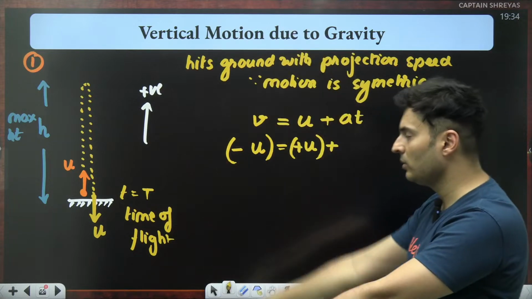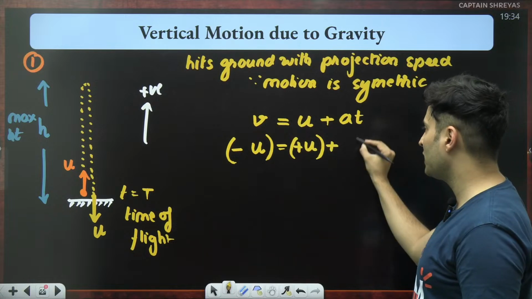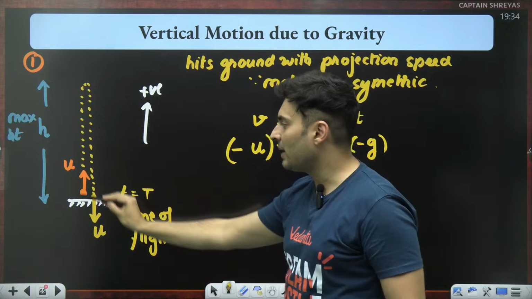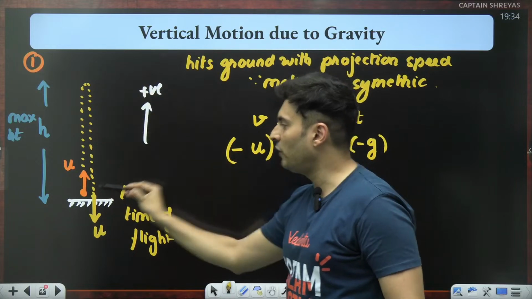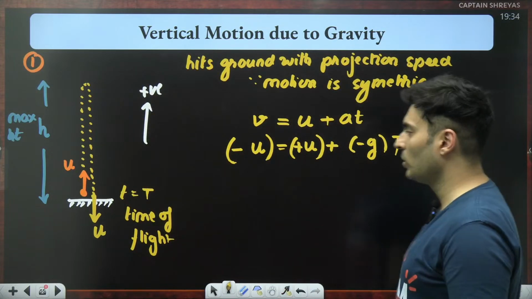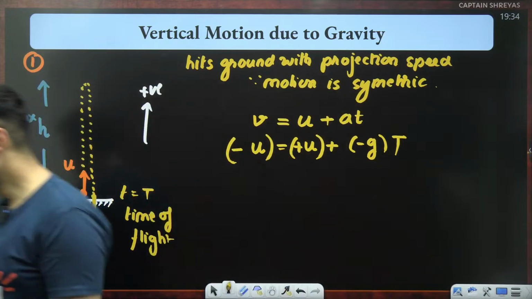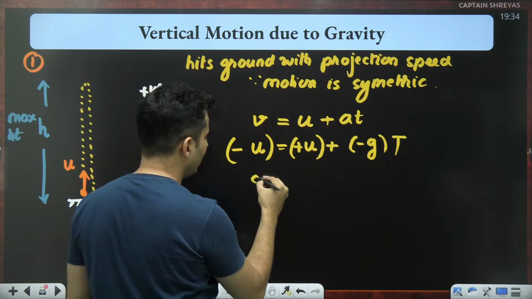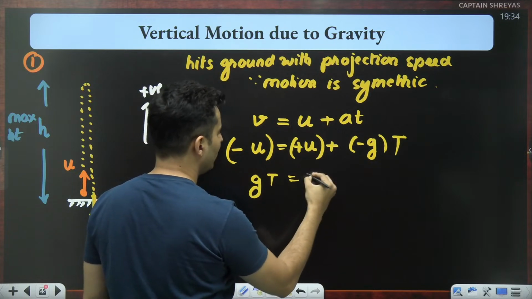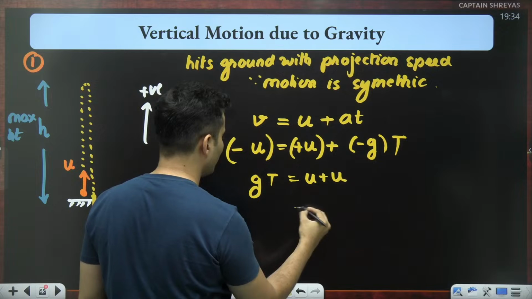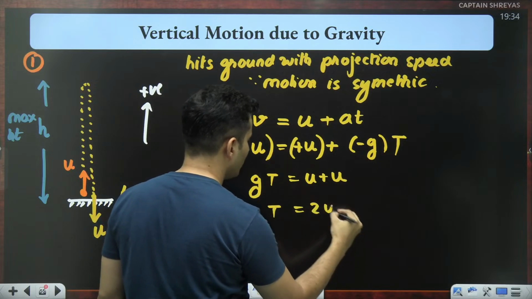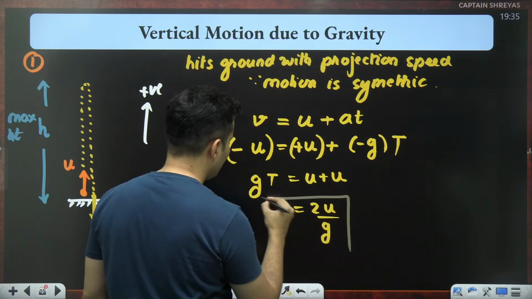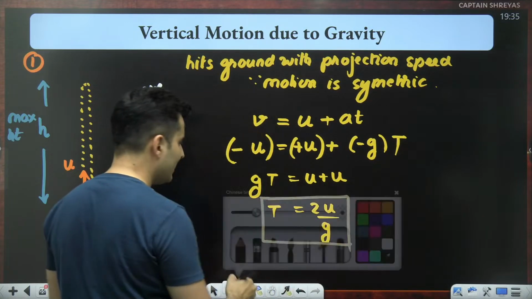Acceleration due to gravity is down, opposite to the assumed direction. So it is minus g. And this time is the entire time from initial to final, hence it will be the total time, which is capital T. Is that right, everyone? So what do we get? Take minus gT over here, it will become plus gT. Take that u on the other side, it will become u plus u, which is 2u. So hence T will become 2u divided by g. This is the formula. So the total time to go up and down will be 2u by g.